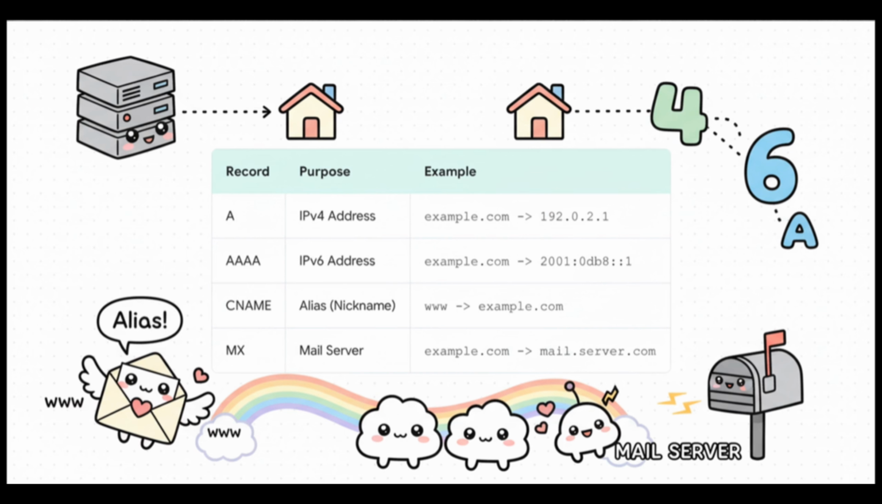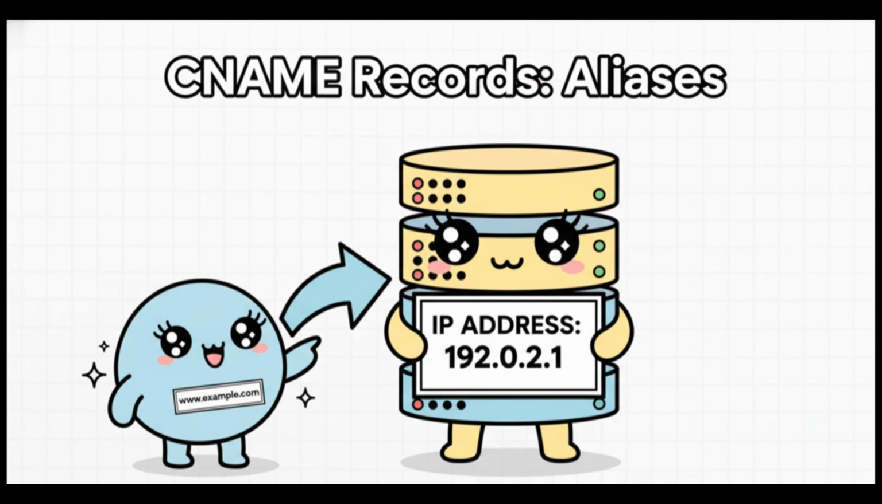CNAME records, they're for creating nicknames. And MX records are super important. They tell the internet where to send your email. CNAMEs are incredibly useful. You know how example.com and www.example.com almost always go to the same website? Well, instead of making 2 separate A records with the same IP, you can just make www a CNAME, a nickname, for the main domain.